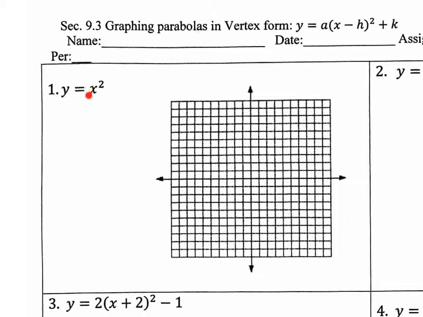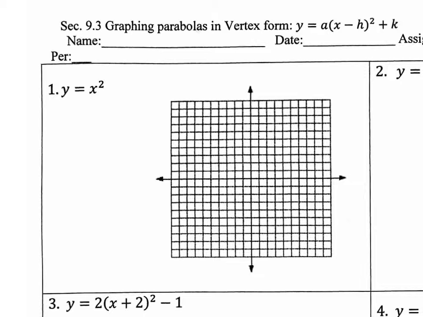If you had parentheses around this x, then you would be able to look at your h value. If you had a number that's being added or subtracted at the very end, then you'd have a k value. So if you looked at it in vertex form, you'd be able to say what your vertex is by just looking at h and k, and of course thinking opposite on h.